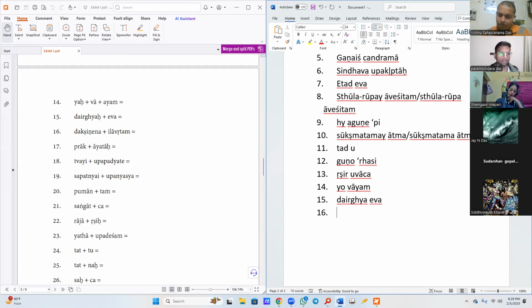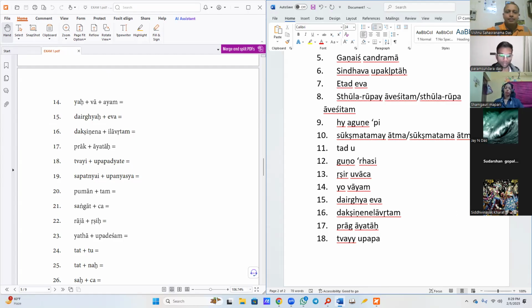Dakshinena Ilavritam becomes Dakshine Ne Ilavritam. Keep on giving marks also to do a final count. So Prak Ayatah. It should be Ayatah. Anyhow. So Prag Ayatah. Tvai Upapadyate, so E becomes here. Idvameva Sarveshware.